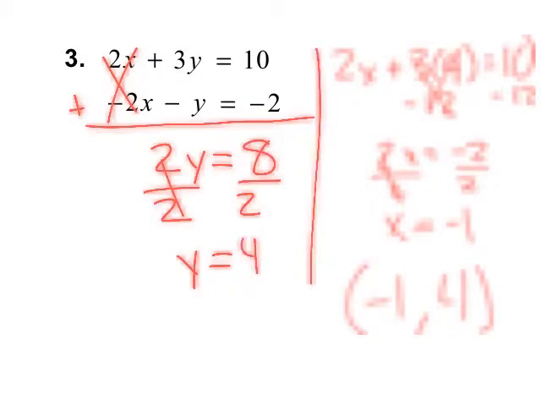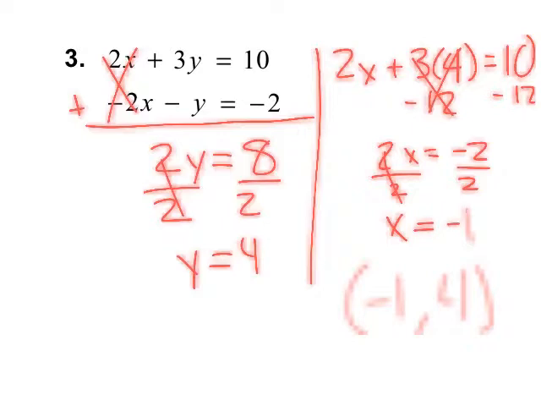Substitute it back in. I would probably pick the top one because I don't like messing with negatives if I don't have to. So 2x plus 3 times 4 equals 10. 3 times 4 is 12, so I'm going to subtract 12 from both sides. So I have 2x equals negative 2. Divide by 2, and x is negative 1. So that means my answer is negative 1 comma 4. Any questions on number 3? Anything at all?